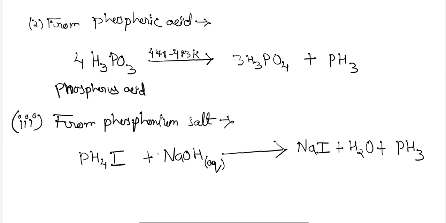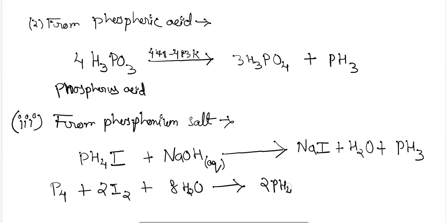How do we prepare this phosphonium iodide? For preparing phosphonium iodide, phosphorus is treated with iodine and water. In the preparation of phosphonium iodide, hydrogen iodide and phosphoric acid are formed.